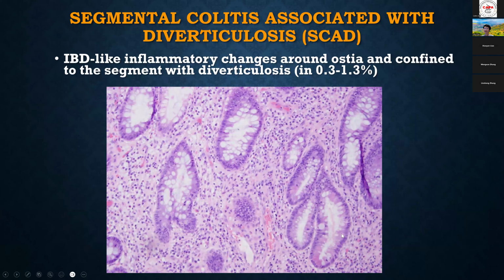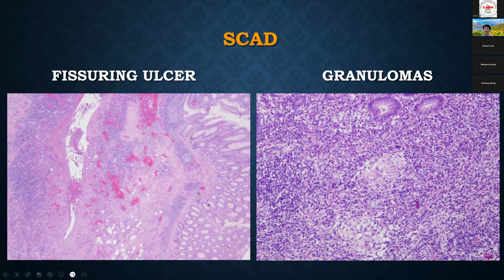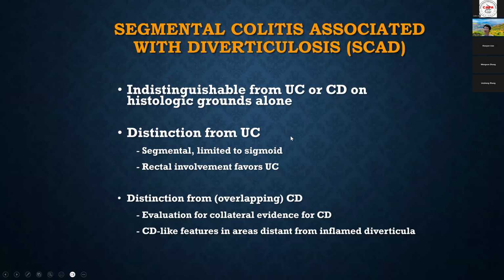And the second thing is segmental colitis associated with diverticulosis, SCAD. That's basically IBD-like inflammatory changes around the diverticulosis. So if you only see a mucosal biopsy, you can't really tell if this is IBD or SCAD. You can see the architectural changes, some inflammation. Sometimes you can also see a fissure, right? And then you can see granulomas.